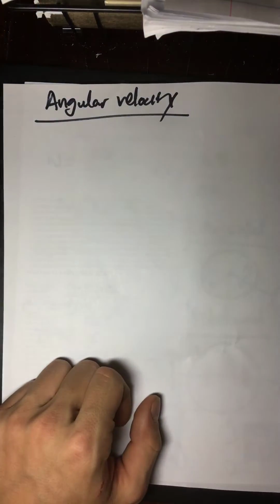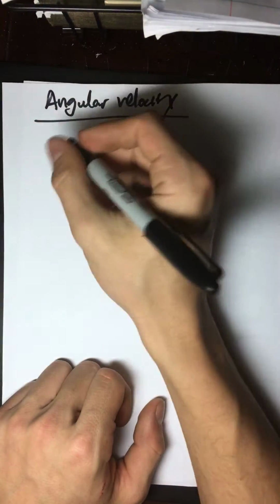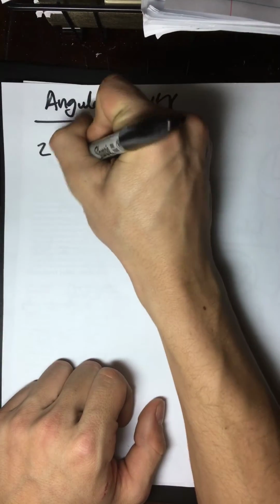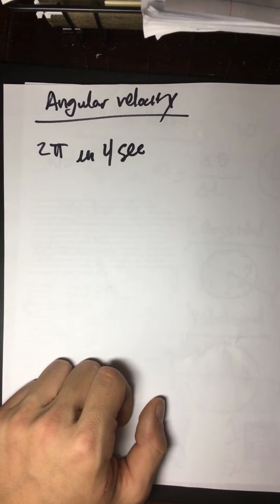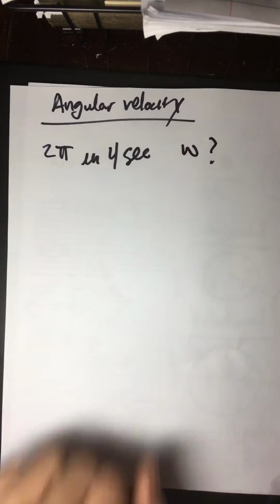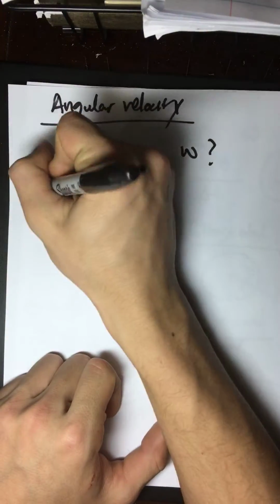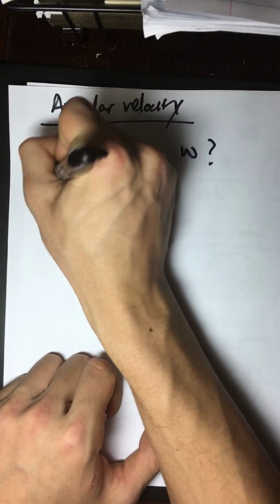Okay, so for this one, really quickly, a ball rotates at 2 pi radians in 4 seconds. Okay, so 2 pi radians in 4 seconds. And I want to know what the angular velocity is. That's our question. So we just wrote our givens down. We have time, and we have our radians, or our distance in this case.